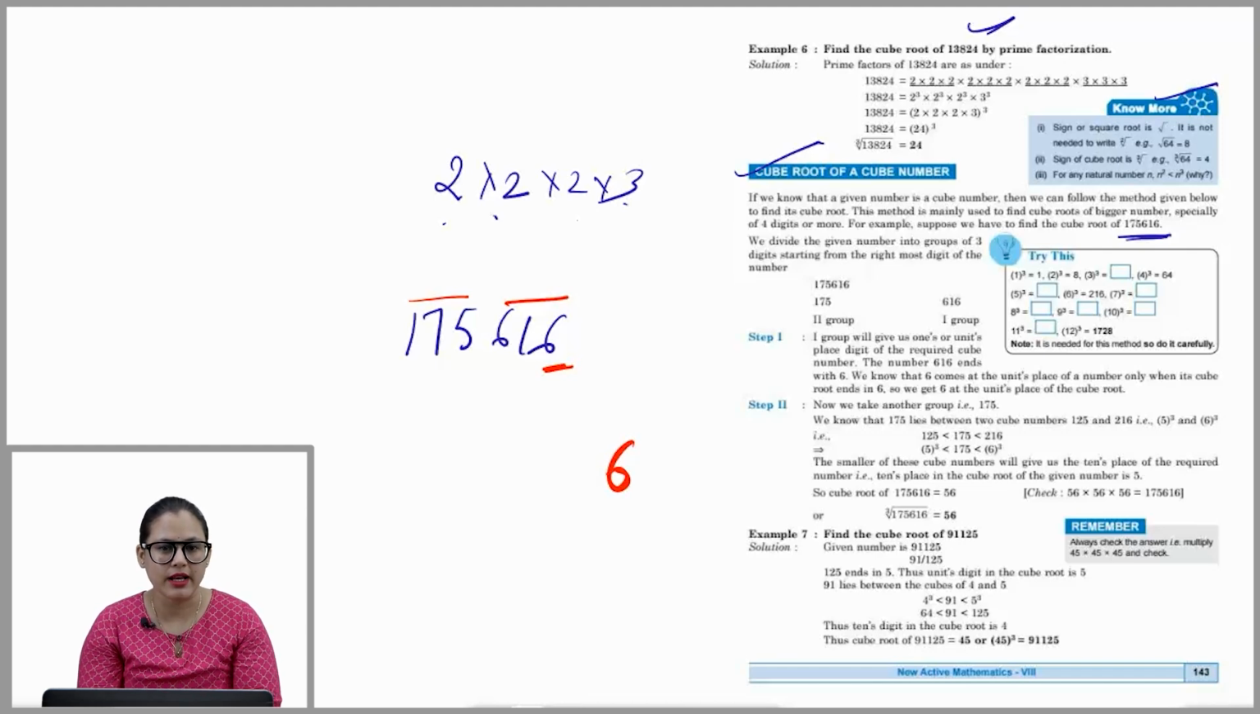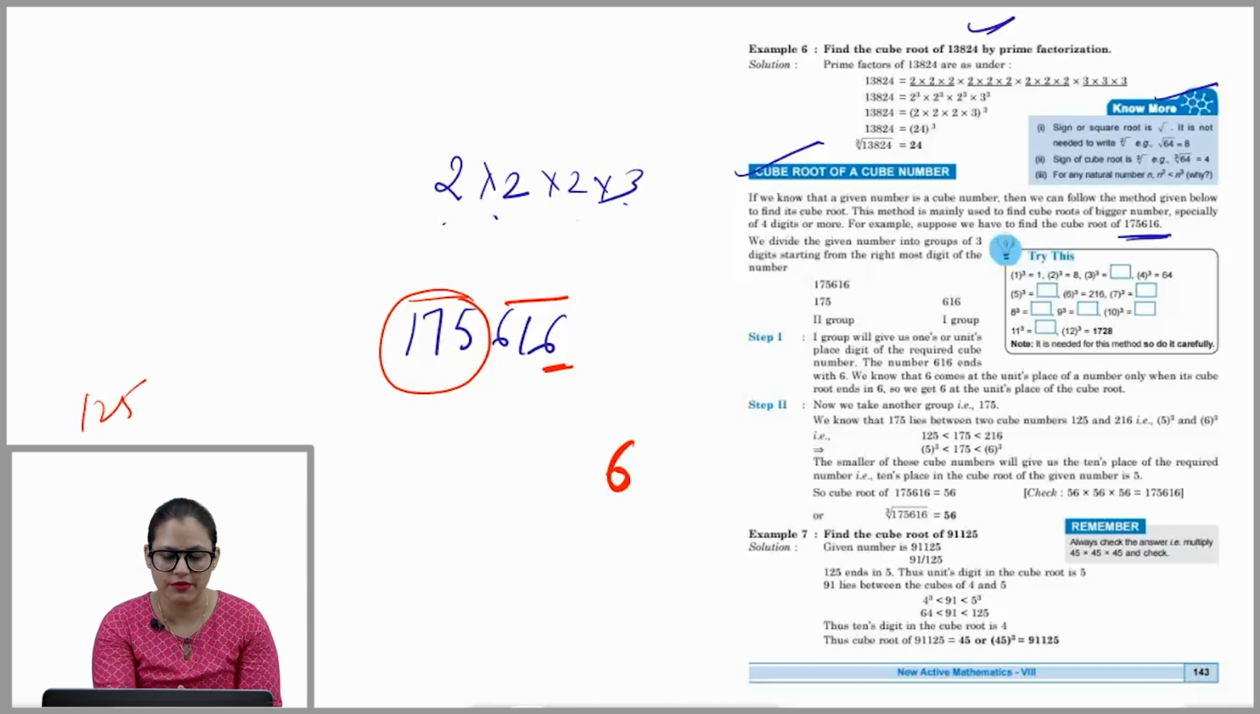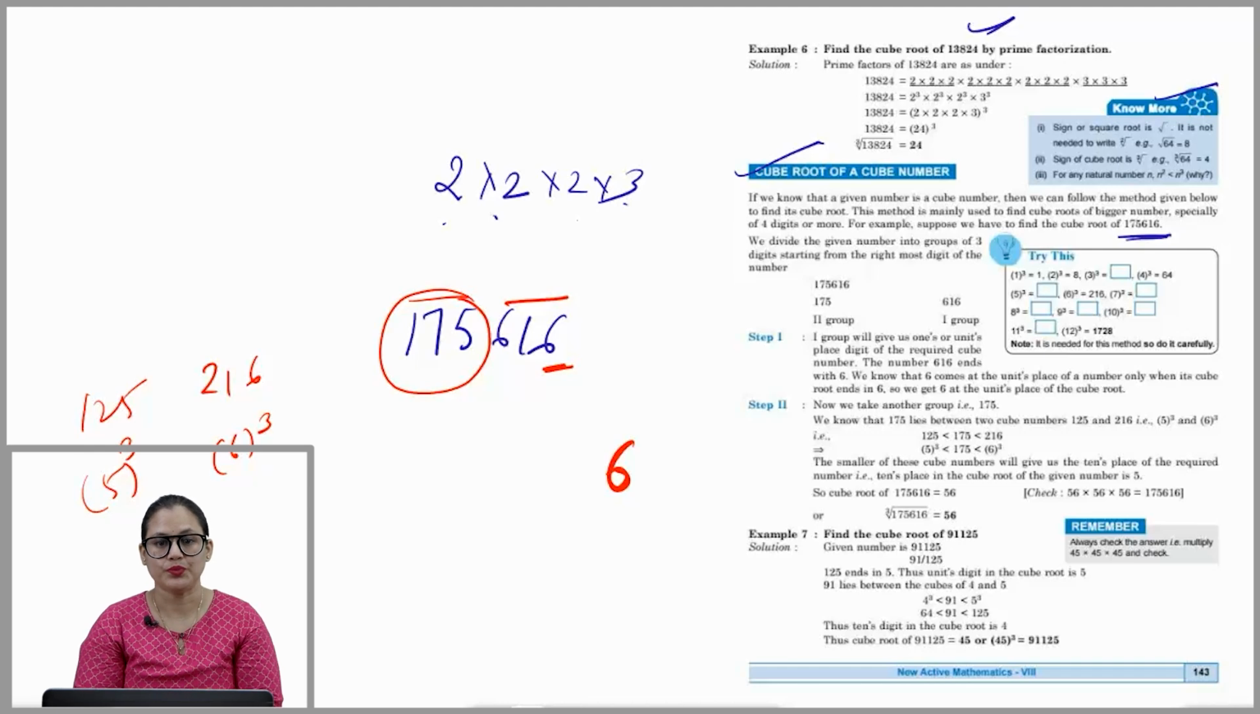Step 2. Now we take the other group, which is 175. We know that 175 lies between two cube numbers, 125 and 216. This is the cube of 5 and this is the cube of 6. Now 175 is greater than 125 and less than 216, right? So the smaller of these cube numbers will give us the tens place of the required number. That is, the tens place in the cube root of the given number is 5. So we write 5 here.